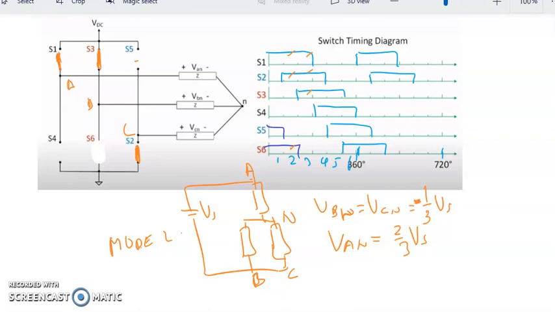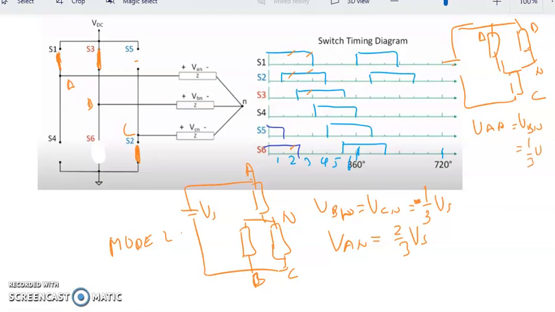So the branch, we can draw 2 pairs on top. Meanwhile, it's connected to our source. So this is A, B and C. So this is neutral. VAN is equal to VBN equal to 1/3 of VS. Meanwhile, VCN now is equal to 2/3 of V source.